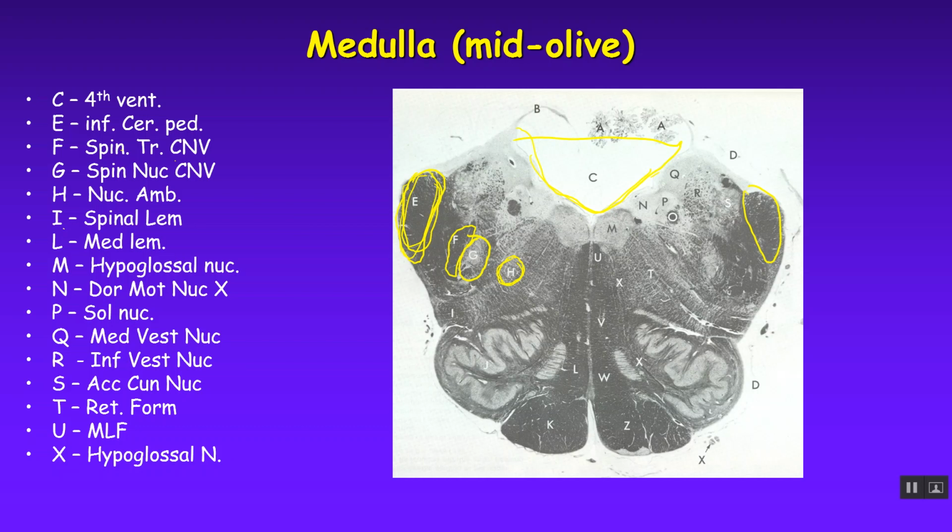I, spinal lemniscus. Here's the spinal lemniscus. That's pain and temperature from the opposite side of our body. It's still somewhat antero and lateral. The fact that we have these big olivary nuclei kind of pushed it back a little bit, but it's still more antero and lateral in nature, okay? So I is the spinal lemniscus. L is the medial lemniscus.